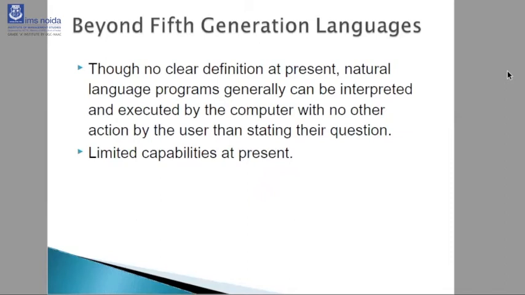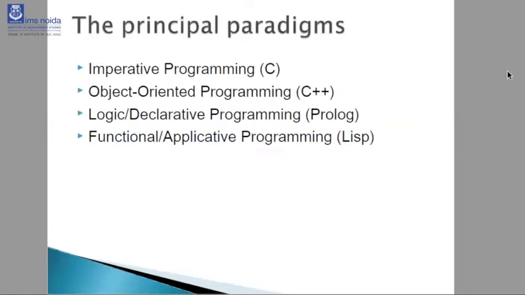If we are depending on the machine completely, which is going on in this generation, what will happen in the near future? Machines can control our lives. There are so many films based on this concept. So beyond fifth generation, we can't say much right now because there is no exact definition available. So this is all about the generations.